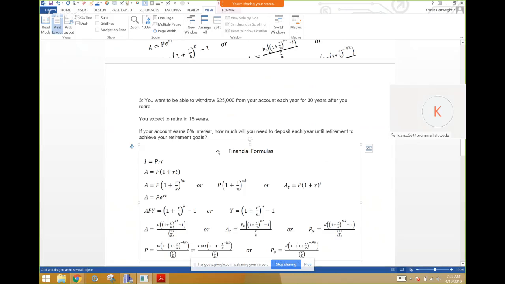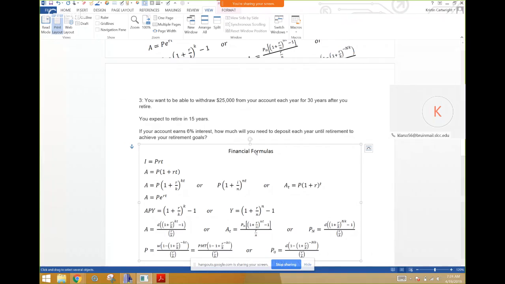Okay, so number 3, you want to be able to withdraw 25,000 from your account each year for 30 years after you retire. You expect to retire in 15 years. If your account earns 6% interest, how much will you need to deposit each year until retirement? So it gives you all the information really quick. It feels like maybe there should be a one-step thing to figure this out, but definitely there's multiple steps here.